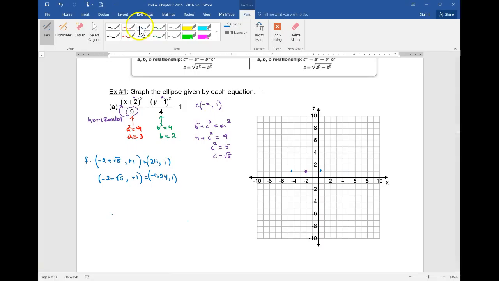Now, what about the vertices? I have to do the same thing to the vertices. So that's another thing to remember. You find vertex and focus the same exact way. Whatever you did to find focus, you do the same thing to find vertex.